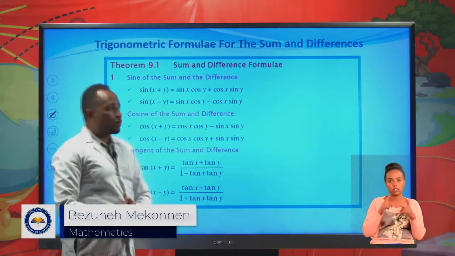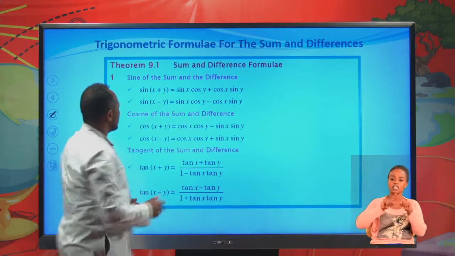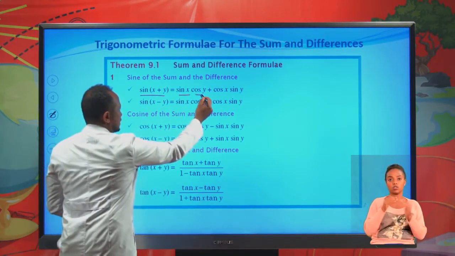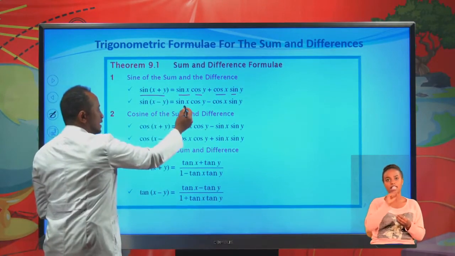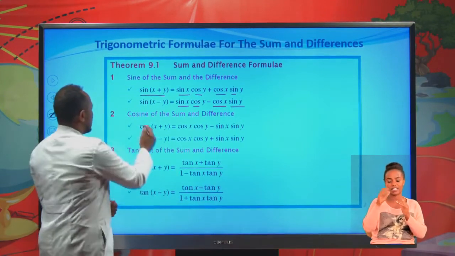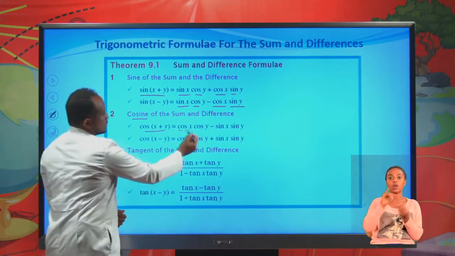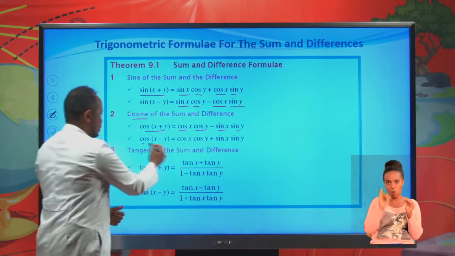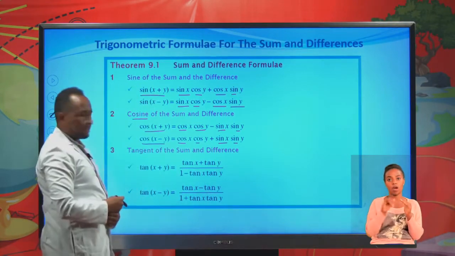Let's see the trigonometric formulae for sum and difference. The first one, sin(x+y) is given by sin x cos y plus cos x sin y. In the same way, sin(x-y) is given by sin x cos y minus cos x sin y. And for cosine, cos(x+y) is given by cos x cos y minus sin x sin y. And cos(x-y) is given by cos x cos y plus sin x sin y.